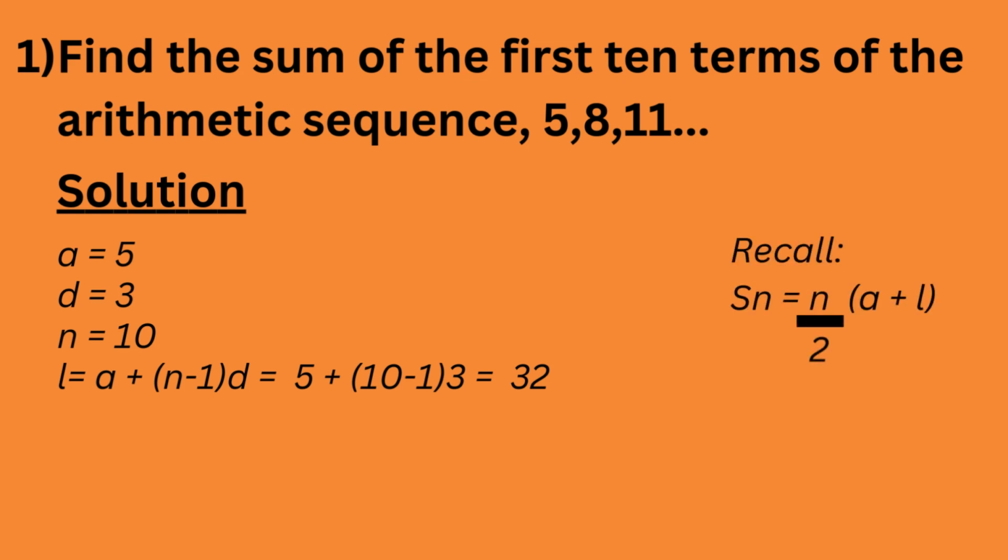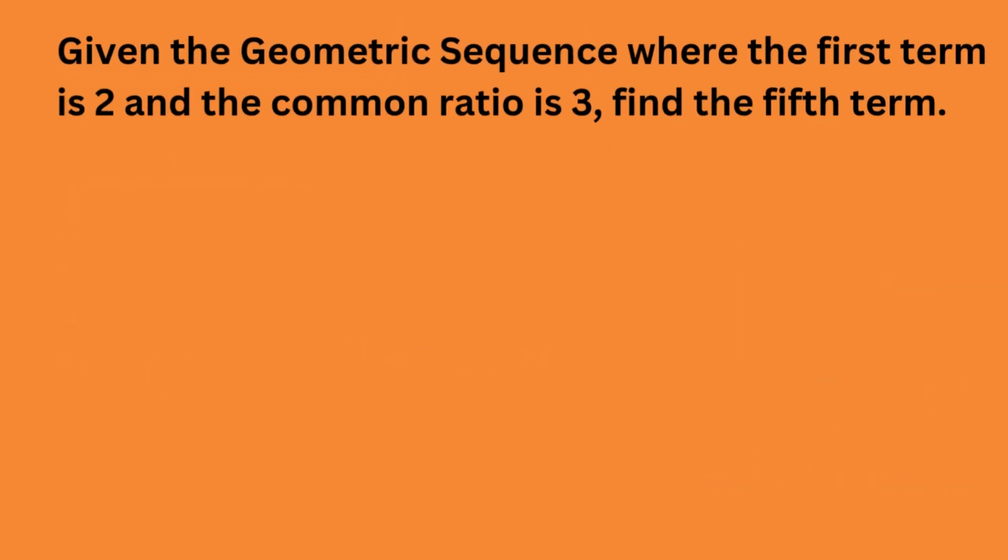Using the formula S = n/2 times (first term + last term), we have S = 10/2 times (5 + 32), which equals 5 times 37, equaling 185.